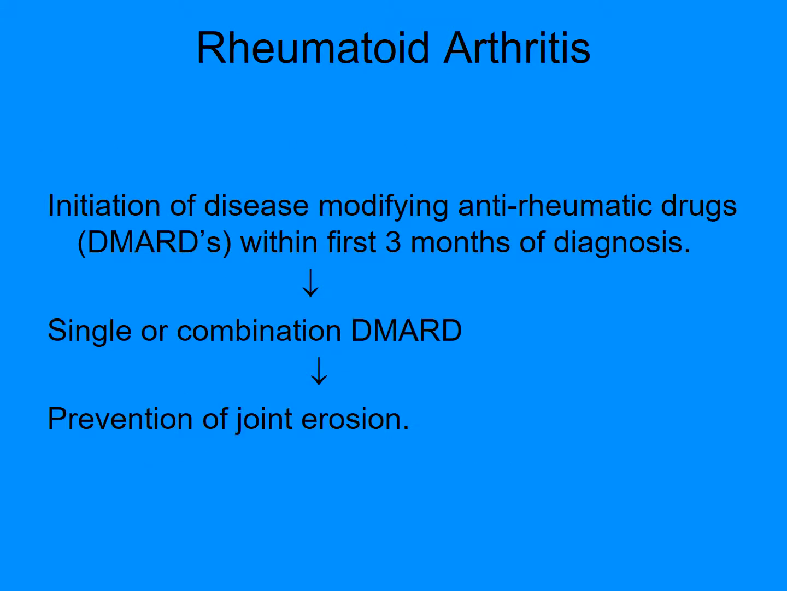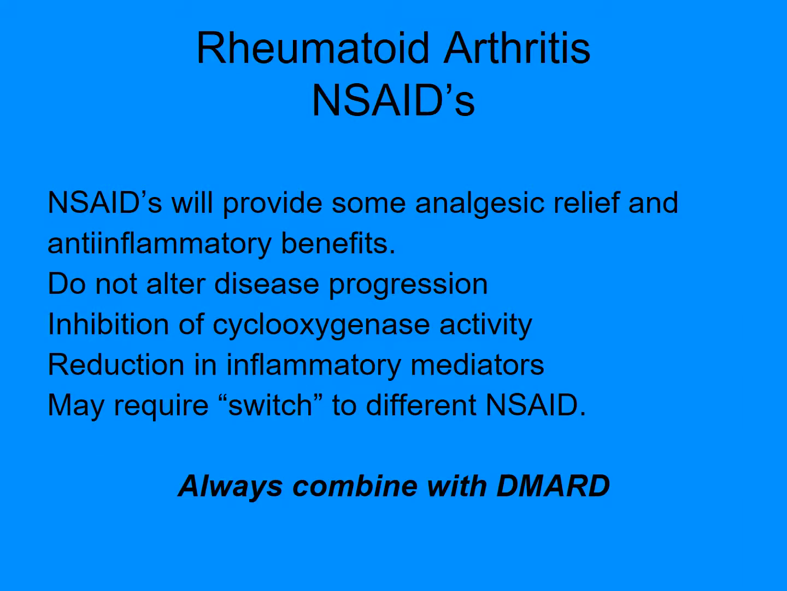Disease-modifying antirheumatic drugs must be initiated within the first 3 months of diagnosis. You can use a single or combination DMARDs to prevent joint erosion. NSAIDs will provide some degree of analgesic relief and anti-inflammatory benefits, but will not change the progression of the disease.